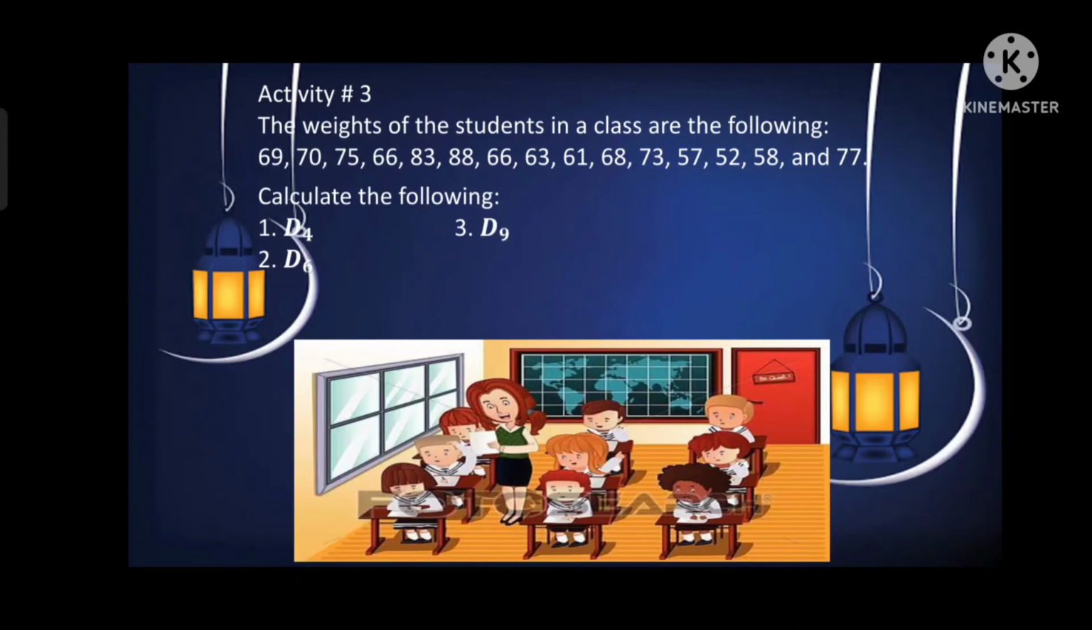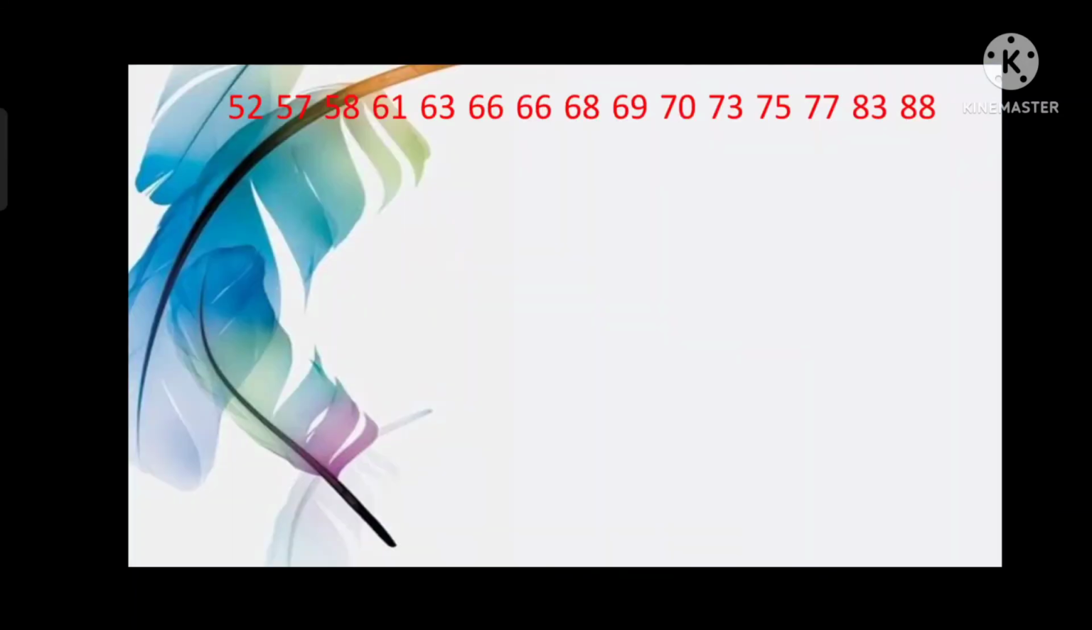Let's have activity 3. The weights of the students in the class are the following. Let us calculate the following: D4, D6, and D9. Let us now see. Okay, let us now try to solve. Let us see your answer.